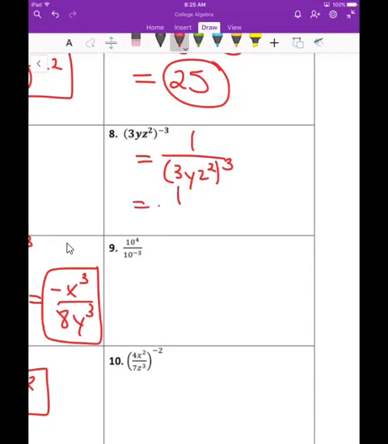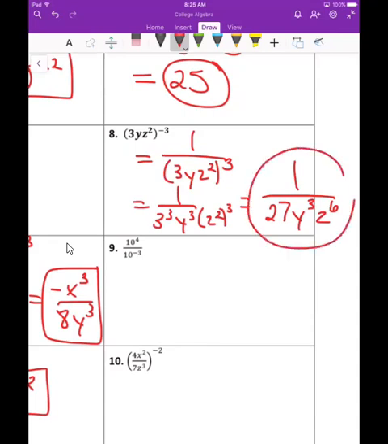So this would be 1 over 3 cubed, y gets cubed, and again z squared gets cubed. So just make sure there that you simplify z squared cubed correctly. That's power to power. So again, 3 cubed is 27. Y cubed is simplified, and this would be z to the 6th, not z to the 5th. It's power to power, and you need to multiply those two powers. So this would be your final answer here.